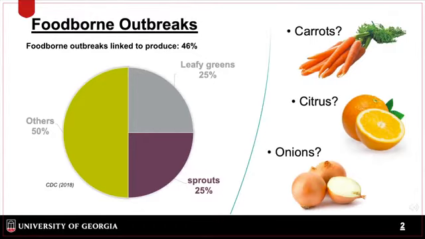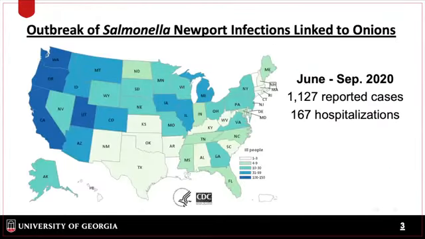Not until last year. Last year, there was the outbreak of Salmonella Newport infections linked to onions, in which a total of 1,127 people became infected with this Salmonella Newport strain. It was reported from 48 states. Illnesses started on dates ranging from June to September, and 167 people were hospitalized. Fortunately, there was no death related to this outbreak.